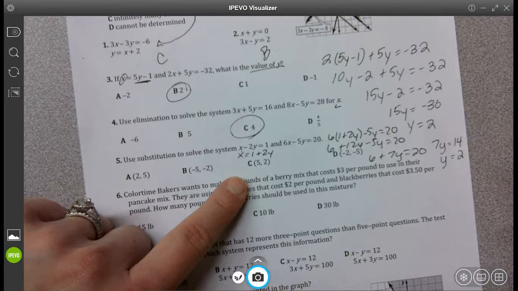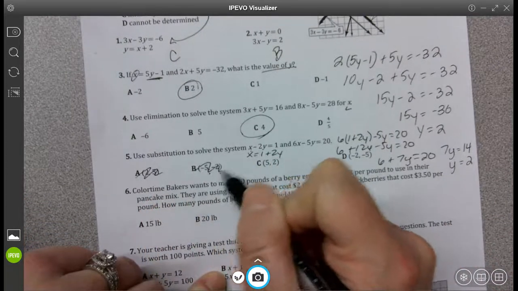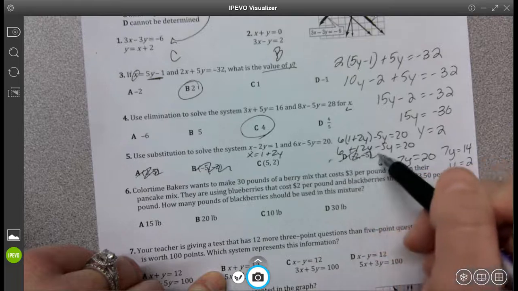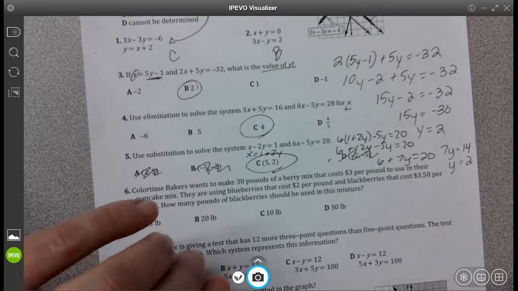Okay, I need to go find x, but let's cancel some stuff out. Y is not 2 here. Y is -2 here. Y is -5 here. So I don't even have to figure out the other one. Okay. All right.